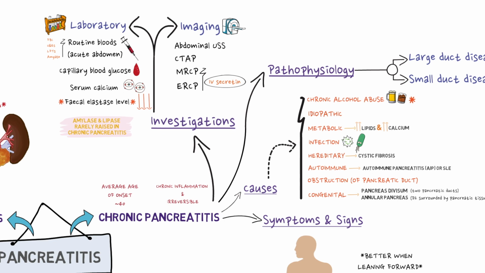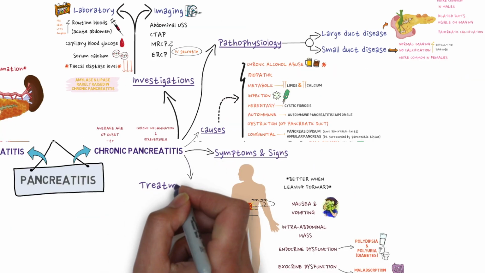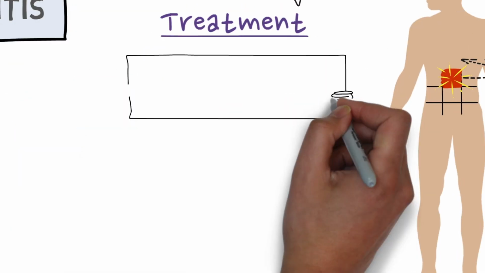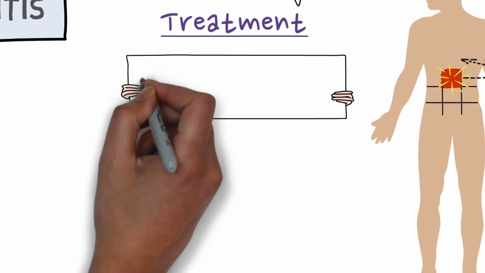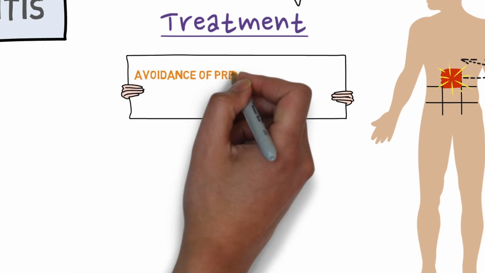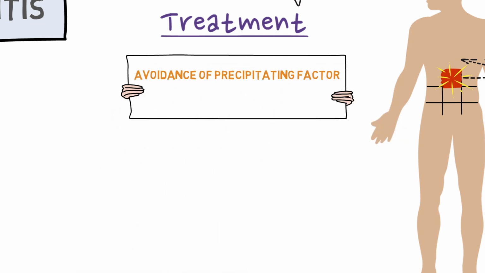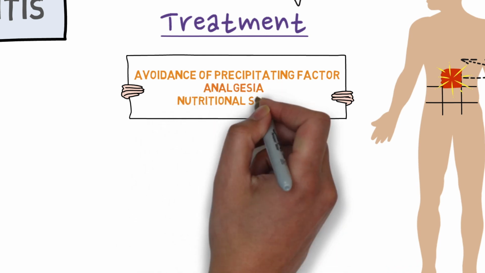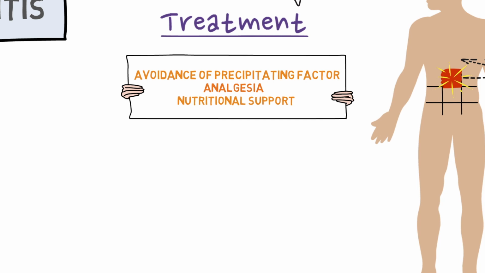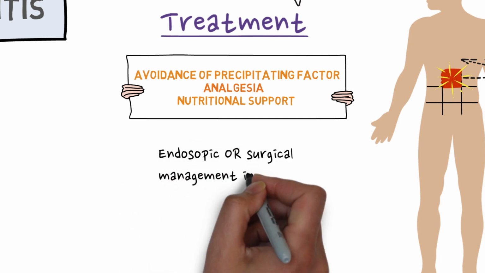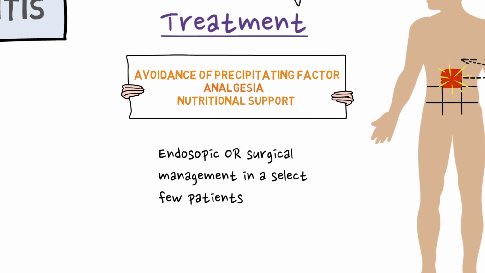such as strictures. With regards to treatment, the three main areas to address when treating chronic pancreatitis are avoidance or treatment where possible of the precipitating factor, adequate analgesia for chronic pain, and nutritional support, which can be given in the form of enzyme supplements such as Creon. In a select few patients, endoscopic or surgical management may be warranted.